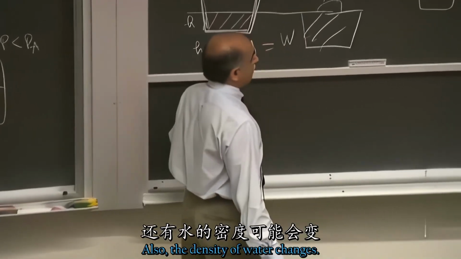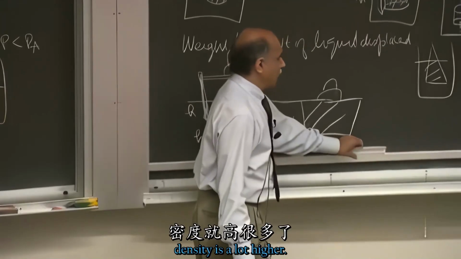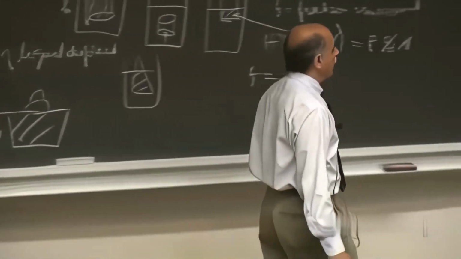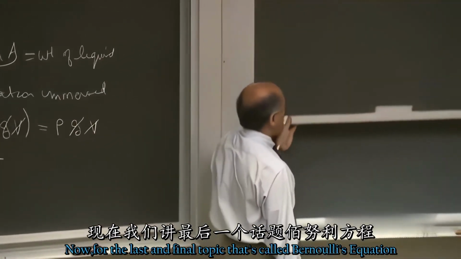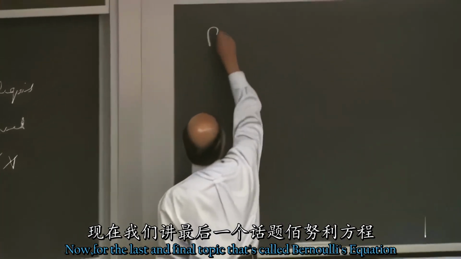Also, density of water changes. In the Dead Sea, because of the salt concentration, density is a lot higher, so it's a lot easier for people to float. Okay, now for the last and final topic, that's called Bernoulli's equation.